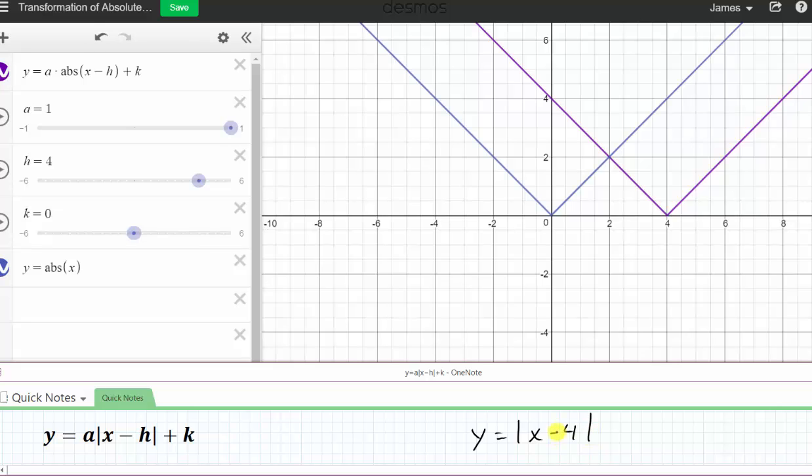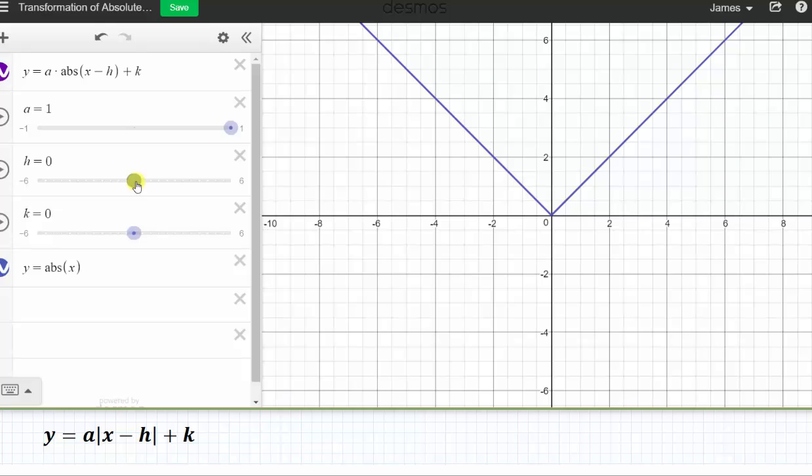Again, when we have subtraction inside the absolute value, the graph is shifted right, in this case, 4 units. And now let's see how k affects the graph. So we'll set h back to 0 and now change the value of k. Notice when k is positive, the graph is shifted up k units. And when k is negative, the graph is shifted down, the absolute value of k units.